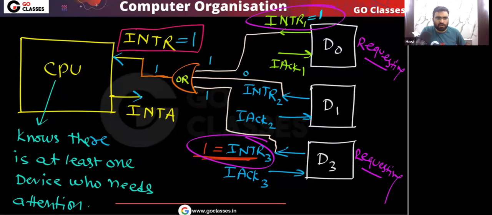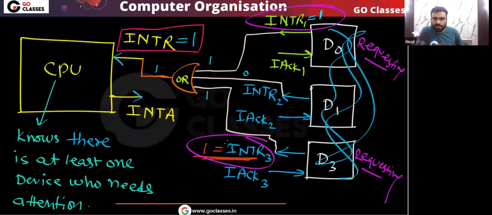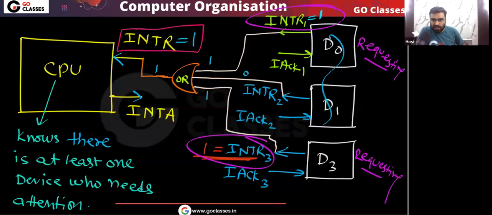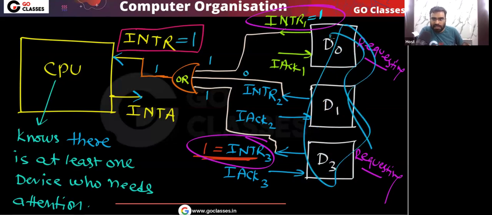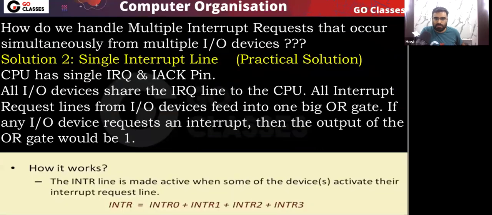So in this situation, what will the CPU do? What is the challenge to the CPU? The challenge is how to find who is the highest priority. First of all, how to find who is interrupting. At least one device is interrupting, but who is interrupting, and among them, who is the highest priority? Basically, among all the devices who are requesting, who is the highest priority? This is the challenge. Did you understand the challenge? Please let me know.